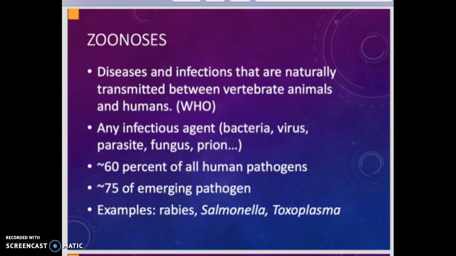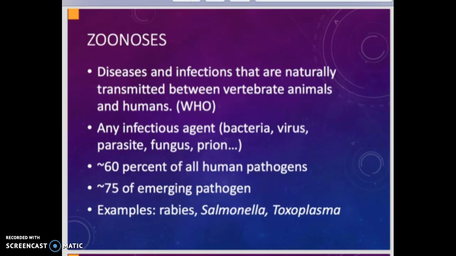According to the World Health Organization, zoonoses are diseases and infections that are naturally transmitted between vertebrate animals and humans. A zoonosis can be any type of infectious agent, like a virus or a parasite, but it must be transmitted between humans and vertebrate animals. Usually the term zoonosis refers to transmission in the direction from vertebrate animals to humans, but the infections can also be passed from humans to vertebrate animals. This is called reverse zoonosis.